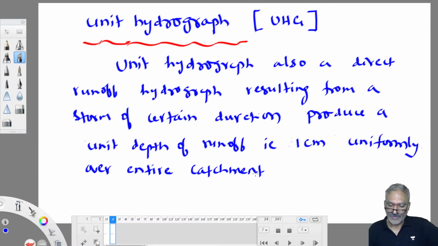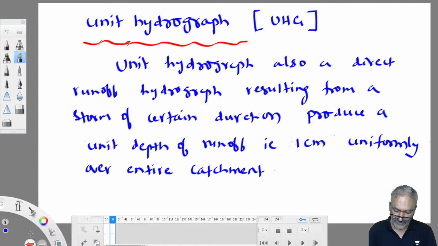Unit hydrograph is a direct runoff hydrograph resulting from a storm of certain duration producing a unit depth of runoff, that is 1 centimeter runoff, uniformly over the entire catchment. Irrespective of the storm duration, the storm intensity, the catchment area, or all other parameters, runoff accumulates exactly 1 centimeter. If the catchment delivers that into a stream, how does the stream flow vary with respect to time? If you plot that variation with respect to time, the hydrograph obtained is called the unit hydrograph.